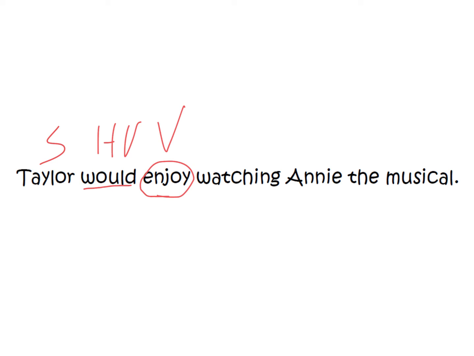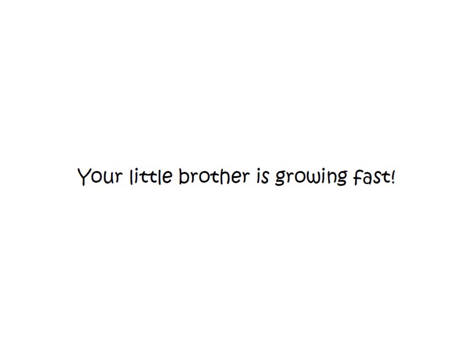One more example to help give us an idea. Your little brother is growing fast. This is a bit of a tricky one. We have a verb here, growing, which has an ing at the end. But the help it's getting is from the helping verb is. This is an example of the subject being a little bit longer, and the helping verb and the main verb coming in later towards the end of the sentence.